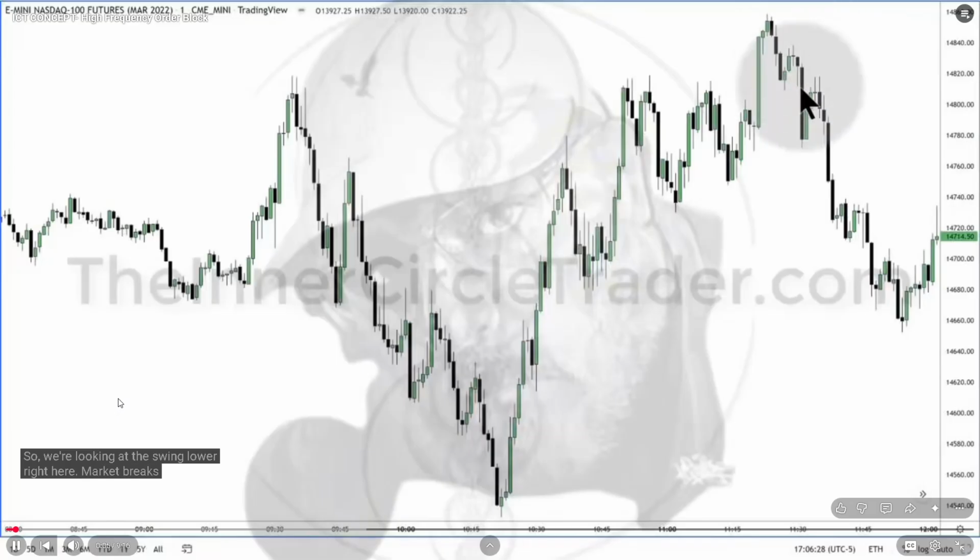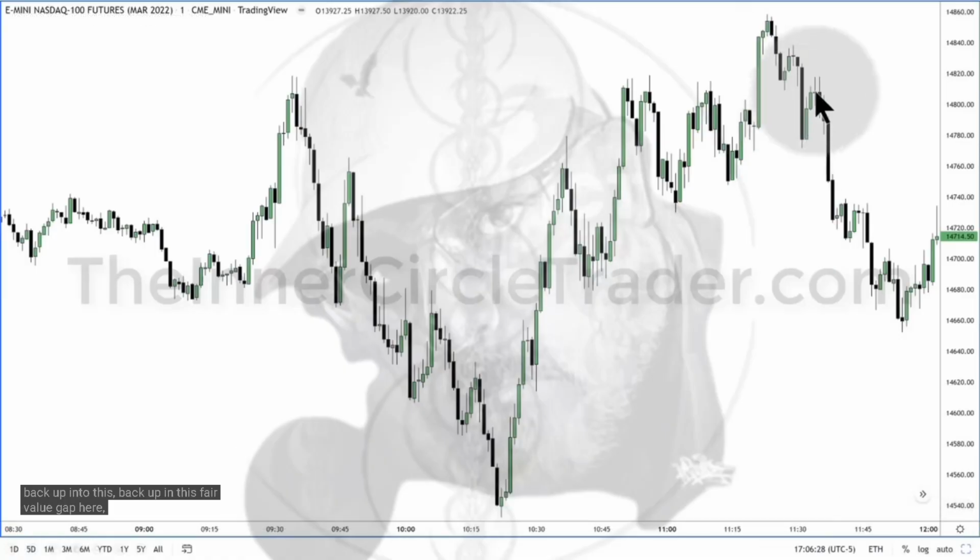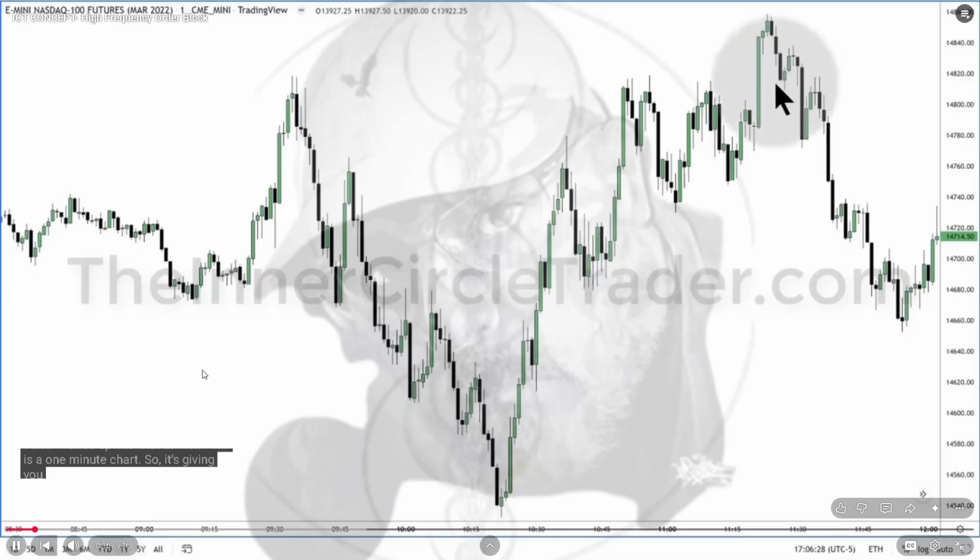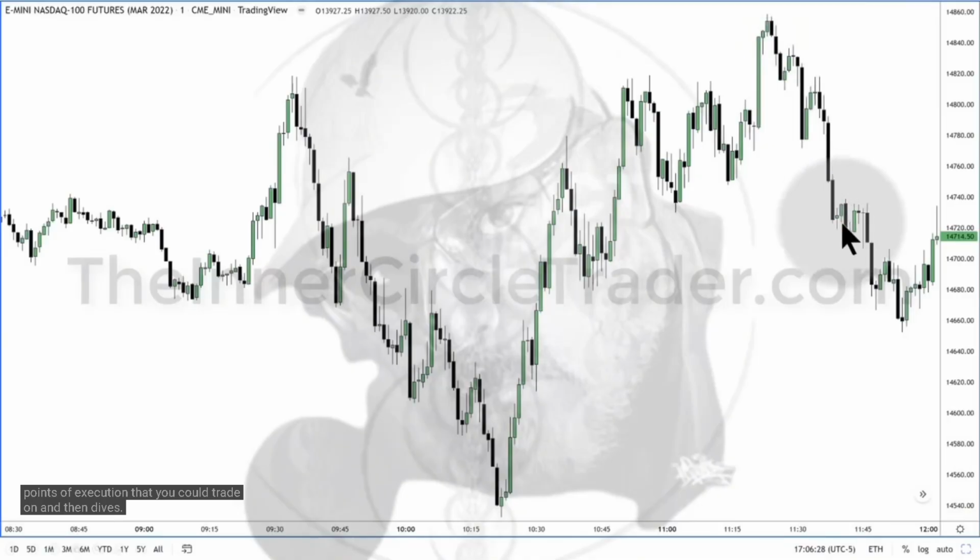Here, market breaks down, trades break back up into this, so we're looking at the swing lower here. Market breaks down, trades break back up into this fair value gap here, and sells off. And there's another fair value gap right there. Trades up into that as well. This is a 1 minute chart. So it's giving you multiple points of execution that you could trade on, and then dives. See these two candles here? That's one consecutive bearish order block.